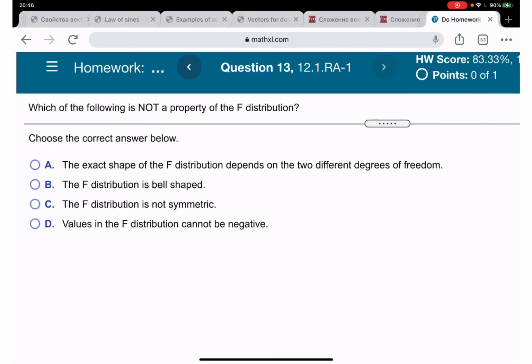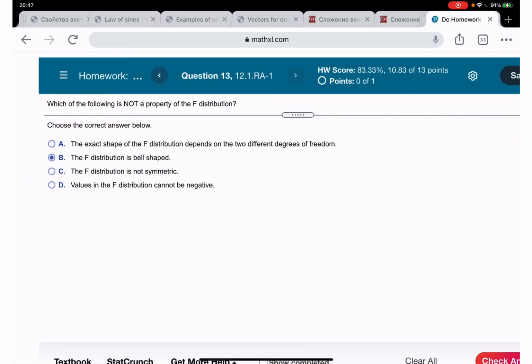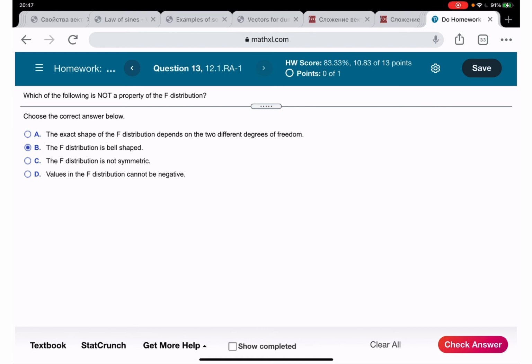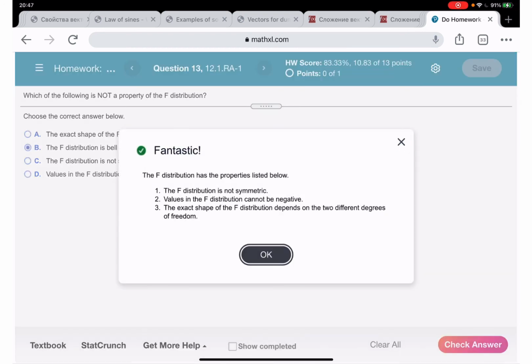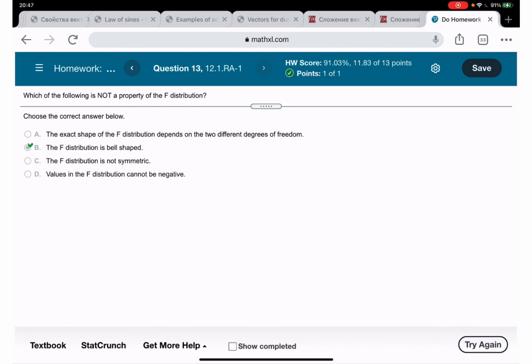Moving to the last question. Which of the following is not a property of the F distribution? I'm staring right now at this answer, and it's so obvious that the F distribution is bell-shaped. That's just not true. The F distribution is not bell-shaped. Okay, I'm done with this problem. Let me check. All right, we are good. So see you in the next video.